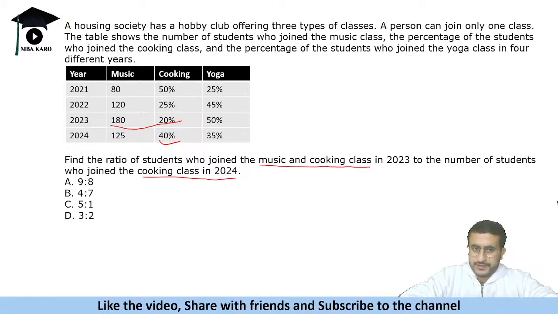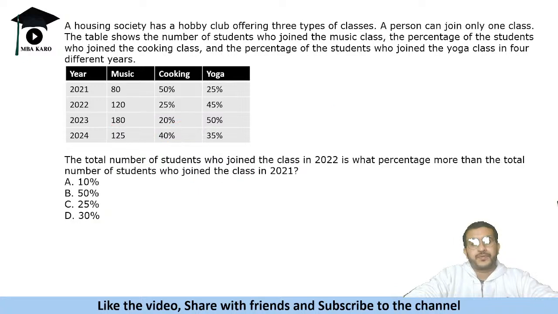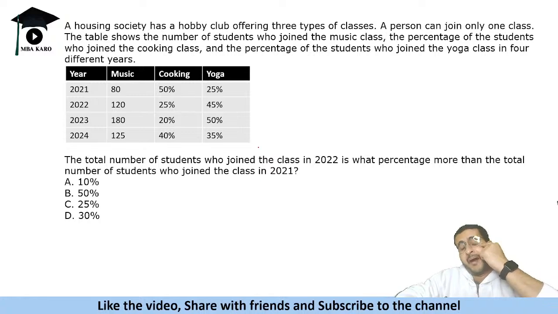So ये हमने निकाला था 30%. So this is 120. So this is 300, right? और ये कितना है? This is 125 was 25%. This is 200. 300 ratio 200, which is 3 ratio 2. Simple. The total number of students who joined the class in 2022 is what percentage more than the total number of students who joined the class in 2021? 2022, how much more than 2021?